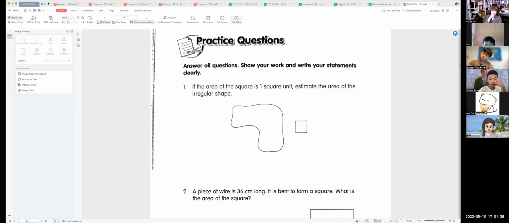两道题啊。第一道题就 estimate，猜一下。It doesn't have to be precisely, right?